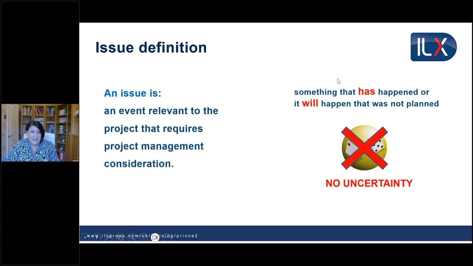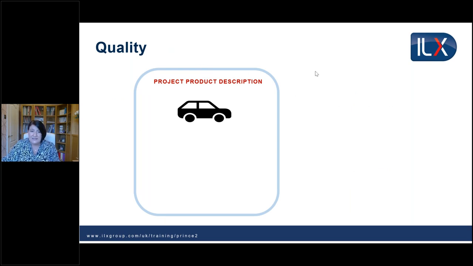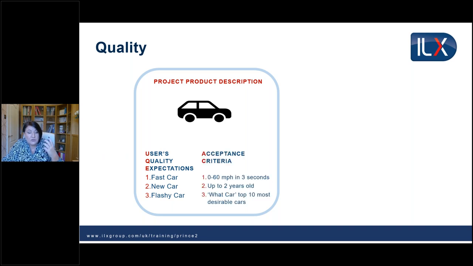So as well as the risk and the issue practice, we also mentioned the quality practice there as well. Now, as part of the quality practice, we need to understand what the end product is that we're trying to deliver. And we would create a project product description. Now, the project product description will be describing what the user's quality expectations are. So here we've got an example that the users are wanting a fast, new, flashy car. Now, to go alongside those expectations, we need the acceptance criteria that is taking it to a measurable definition. So rather than just saying a fast car, it's defining that it needs to do 0 to 60 in 3 seconds. So we now know what will be acceptable. Now we'd have one project product description describing the project's product.